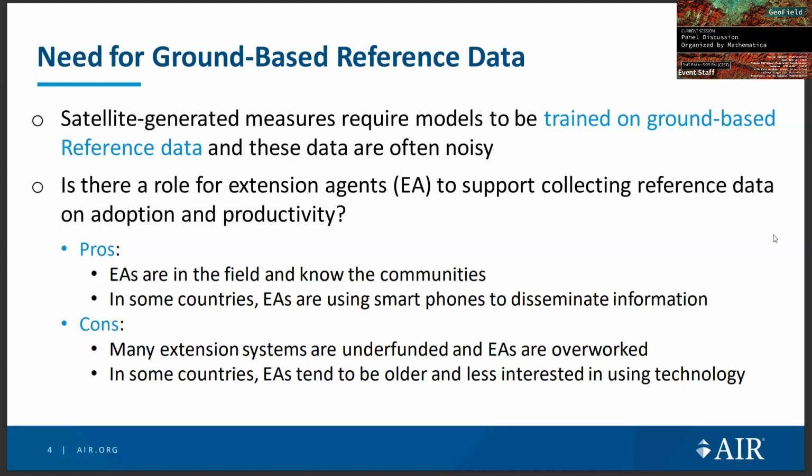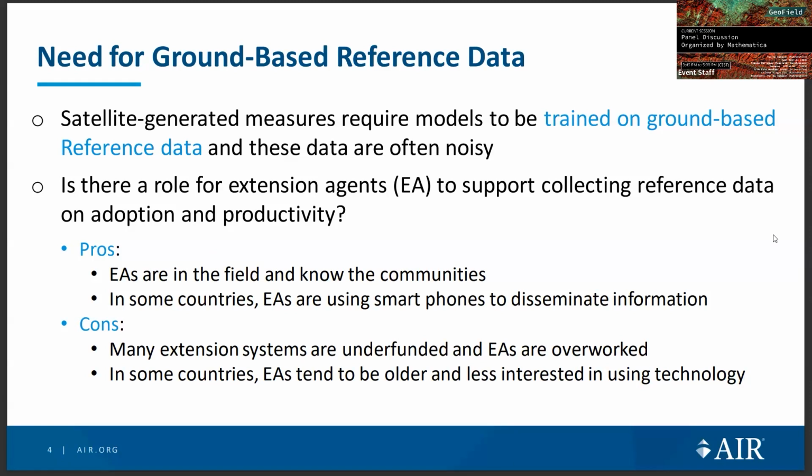Of course, on the positive side, in many of the countries where we are working, we have these very well-established extension systems of extension agents that are responsible for communities, and they know the area really well, and they have been well trained in the agricultural characteristics of those areas. So in that sense, it could be used. In some countries, extension agents are already using smartphones to disseminate information, so they may be able to be trained to capture some information and send it back for you to use. But really, that's on the positive side.